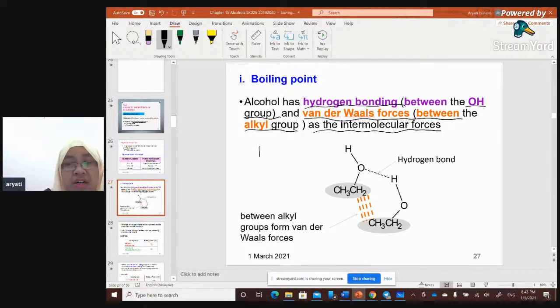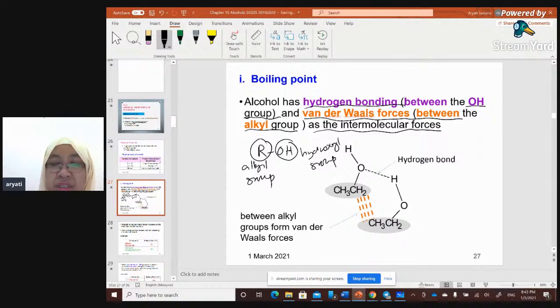This is the structure of alcohol: ROH, where R is an alkyl group and OH is the hydroxyl group. For example, this is ethanol. There is a hydrogen bond between the O of one ethanol and the H of another ethanol. Between alkyl group and alkyl group, which are non-polar, there are van der Waals forces.